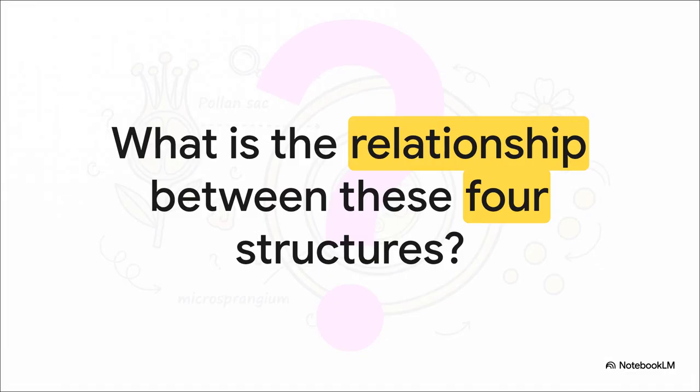So, this is our central question. Okay, take a deep breath. Microsporophyll, microsporangium, sporogenous tissue. I know, it's a total mouthful. It sounds so complex, but the actual relationship between all these parts is way more straightforward than their names make it seem. We're just going to unpack it one layer at a time.